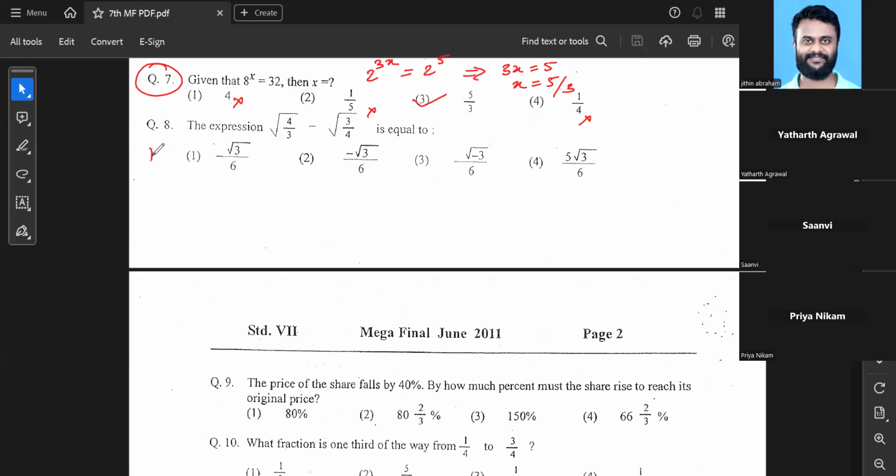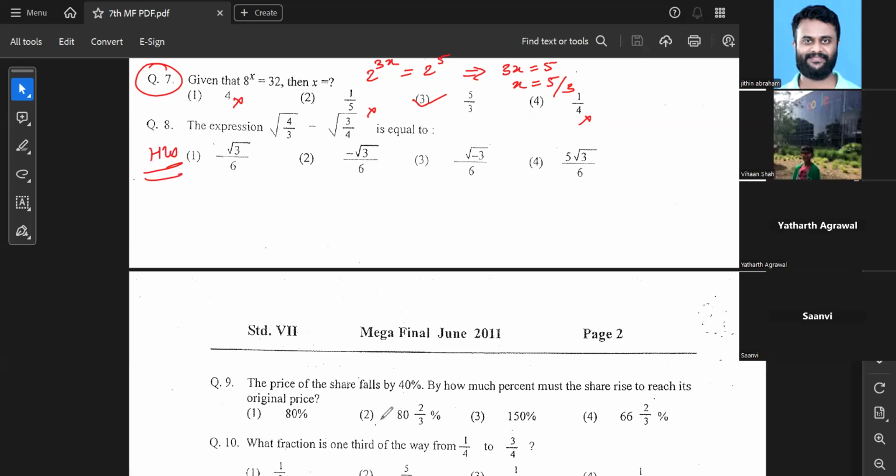Question 8 I am giving as homework. I feel you can do it. I have a question. In the eighth one, do we have to rationalize the numbers? I'll suggest you first do the LCM and then see what to do next. Sir, I got √3/6. Yeah, same. Sir, I also got √3/6.